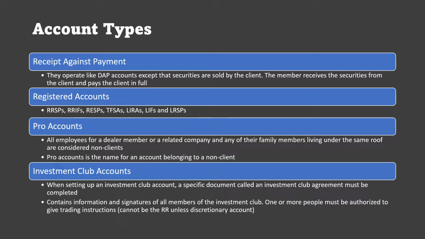You also do have investment club accounts. So when setting up an investment club account, a specific document called an investment club agreement must be completed, and it contains information and signatures of all members of the investment club. One or more people must be authorized to give trading instructions, and it cannot be the registered representative unless it is a discretionary account.